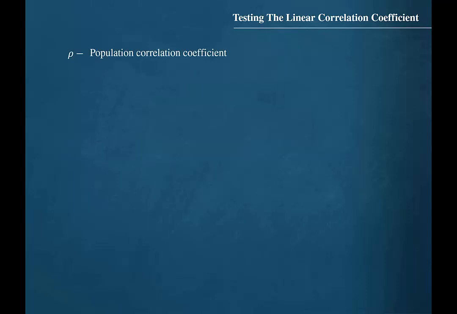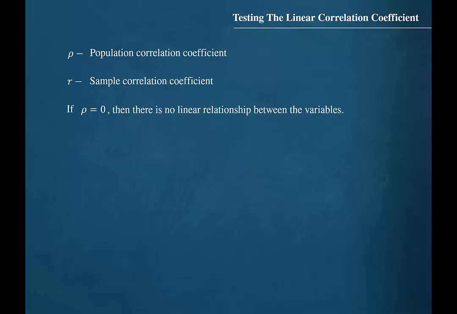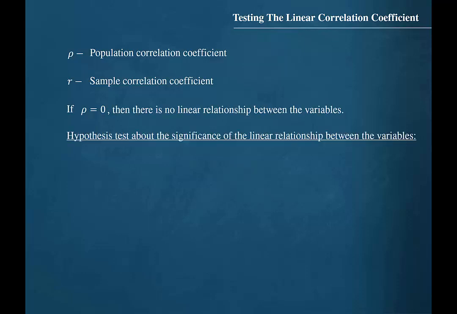The Greek symbol rho is used to represent the population correlation coefficient. The lowercase letter r is used to represent the sample correlation coefficient that is used to estimate rho. If rho is equal to 0, then there is no relationship between the variables. We must use a hypothesis test about whether the value of r is high enough if we are to conclude that there is a significant linear relationship between the variables.